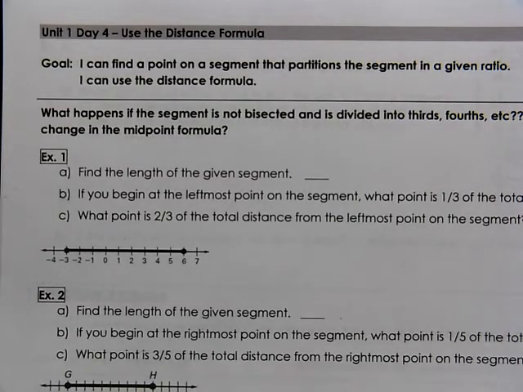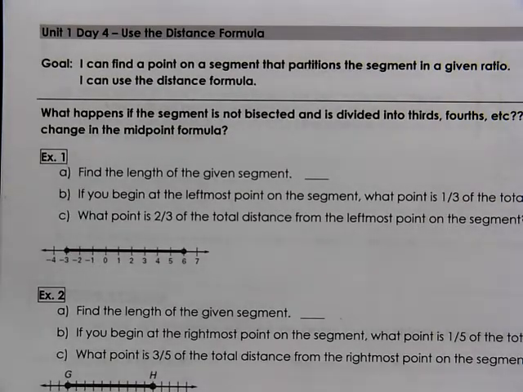Here we're starting off with example 1, and it breaks this process down into 3 steps to make it a little bit easier for us. The goal here is really to find a partial distance, but before we can find a partial distance, we have to start with finding the entire distance, the entire length. And that's what part A is starting us off with. So in example 1, part A, find the length of the given segment.